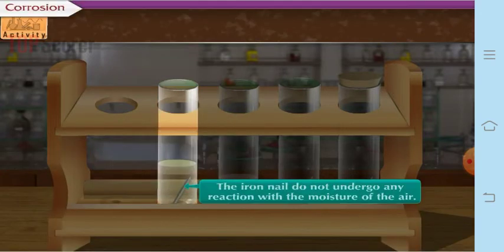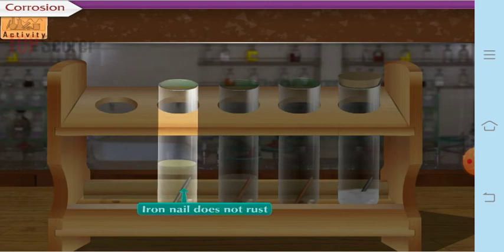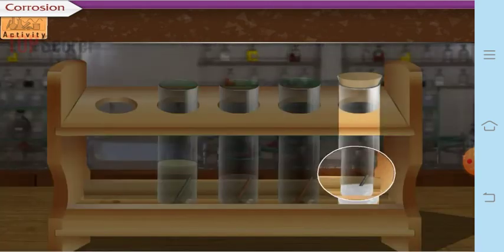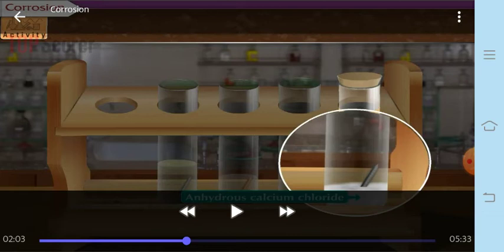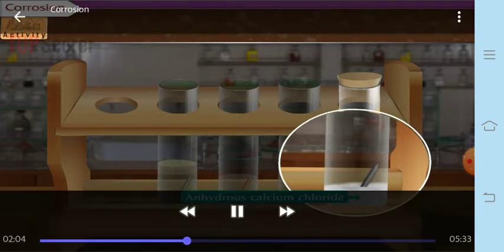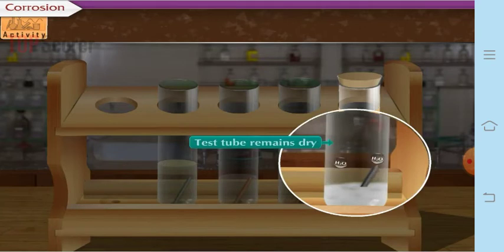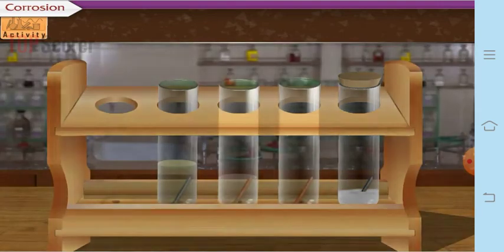Let us see the fourth case. In the fourth case, where we have placed anhydrous calcium chloride, I have already told you what anhydrous means. Whatever moisture was there previously in the test tube, it has absorbed, and it has become hydrated calcium chloride. The test tube remains dry, and since the test tube remains dry, the iron nail does not rust.